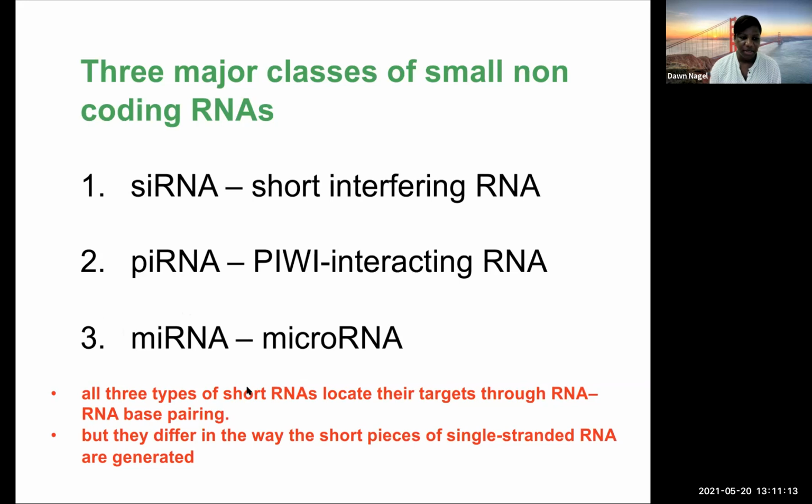eukaryotes. All three types of short RNAs locate their target through RNA base pairing. That's their goal, to find the target, base pair with that target, to destroy it in some way or to alter it in some way. What's different between these three RNAs is the way that they're generated. They're generated from different types of double-stranded molecule.